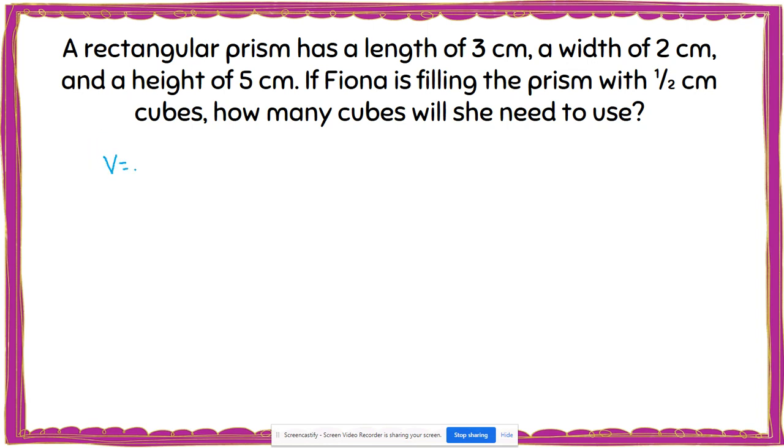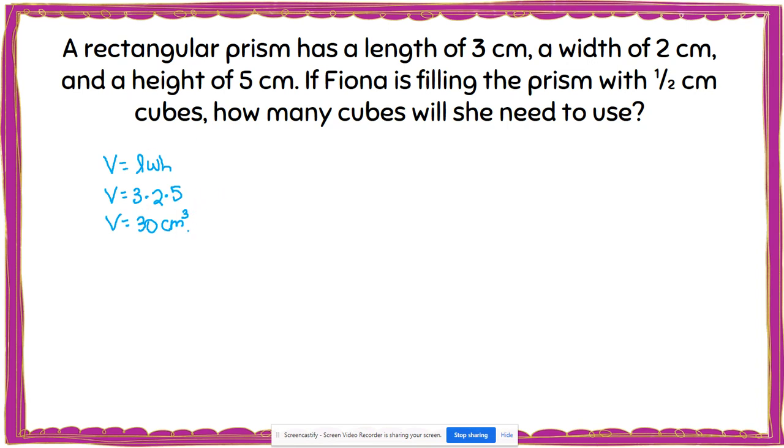So I'm using my formula length times width times height. So I'm multiplying 3 times 2 times 5. 3 times 2 is 6, and 6 times 5 is 30, so I know that this prism has a volume of 30 centimeters cubed. Now, I also know that Fiona is filling the prism with ½ centimeter cubes, so I need to know how many cubes she would need to use.